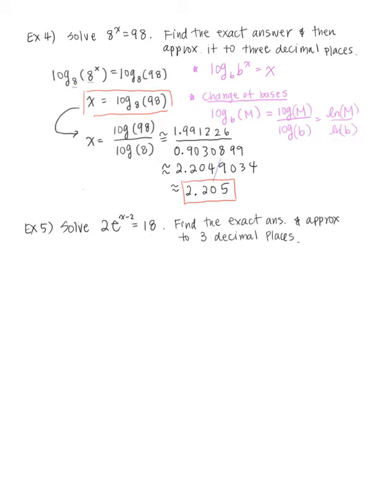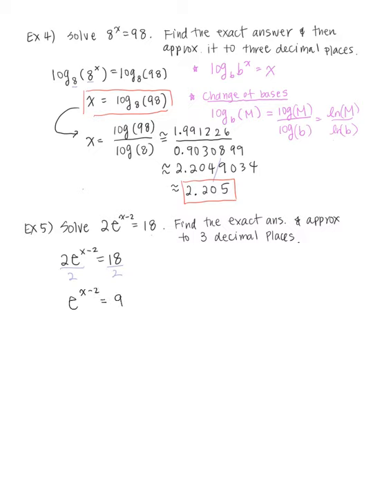Solve 2 times e to the x minus 2 equals 18. First we're going to get the exact answer, and then we're going to use our trusty calculator to approximate the value. Let's first isolate that e, which I do by dividing by 2. Let me write the whole problem out. We have 2e to the x minus 2 equals 18. I'm going to isolate the e, so I need to divide both sides by 2. Then we get e to the x minus 2 equals 9.